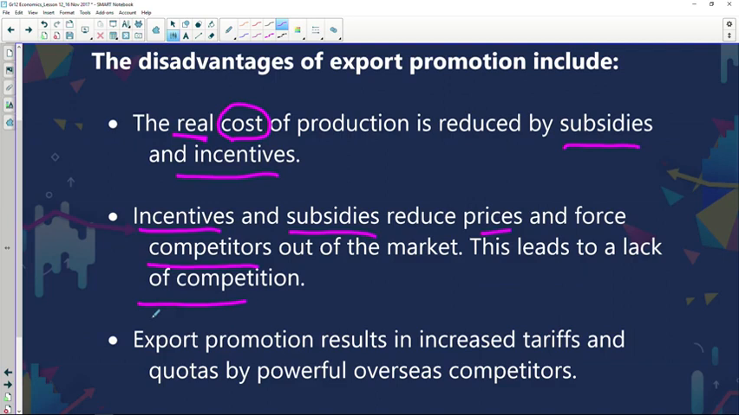We actually don't like that, because if people are in a monopoly, they are the sole provider of that particular product or service, and therefore they hike up the prices because they know that we haven't got other alternatives that we could approach for better pricing. So a monopoly is not ideal. That is why we encourage the fact that we need to have more competitors in the market space. So incentives and subsidies do reduce the prices, but they do force other competitors out of the market space, and then this leads to a lack of competition.